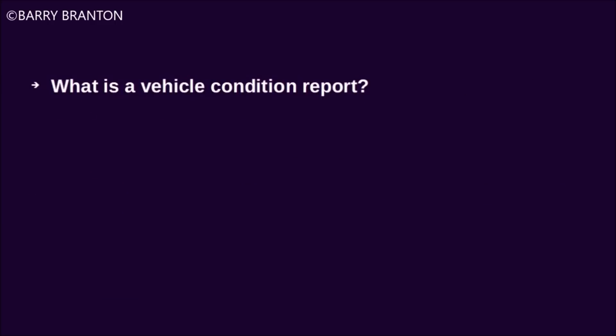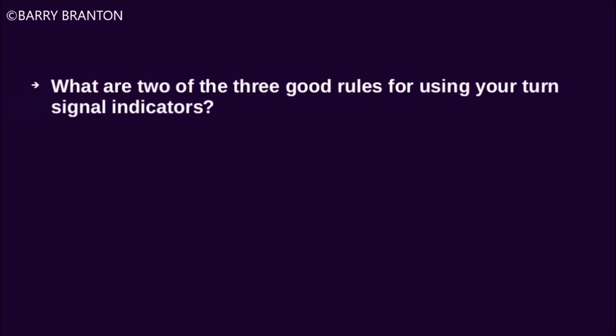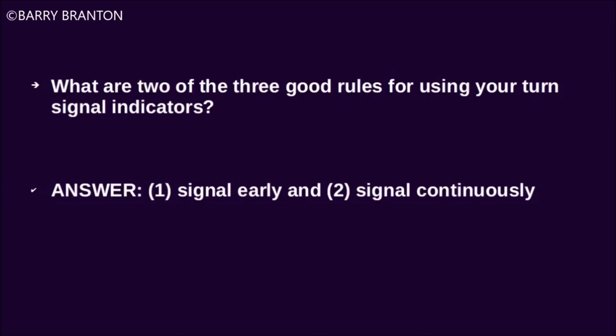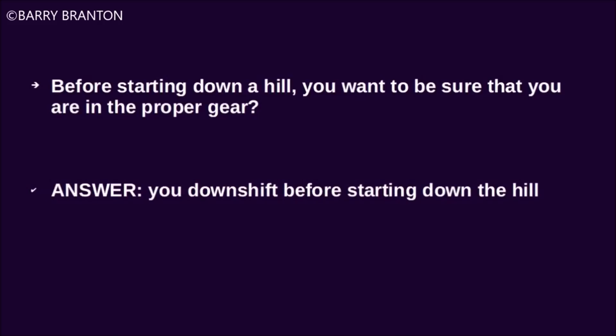What is a vehicle condition report? A list of problems found by you. What are 2 of 3 good rules for using turn signal indicators? Signal early and signal continuously. Before starting down a hill, you want to make sure that you are in the proper gear. You downshift before starting down the hill.